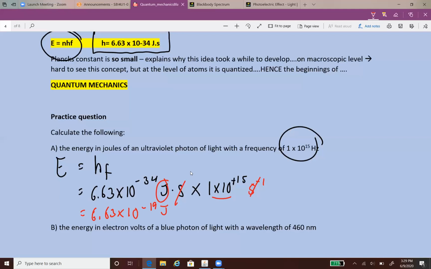Then you can think about 2 photons or 3 photons or 4 photons or multiples of this. But you can't have 1.5 of it, because you can't have half a photon.